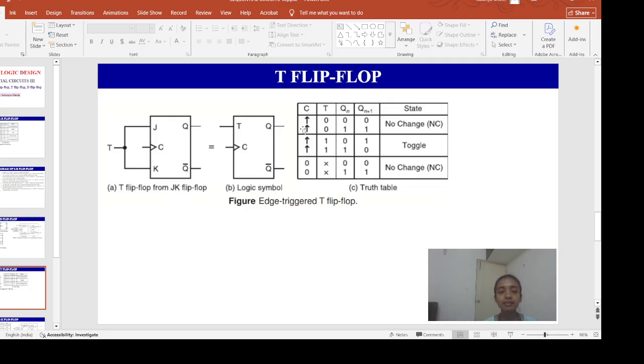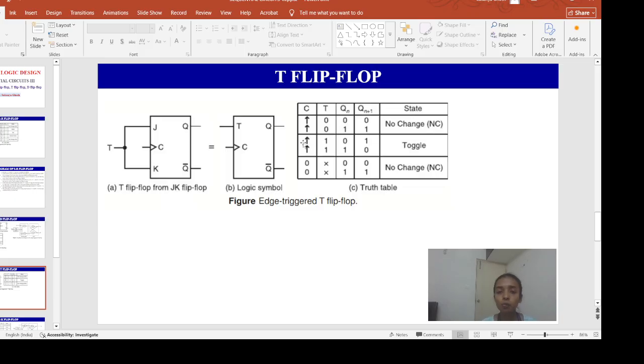So what we can see here in this toggle T flip-flop, what is happening? If T is 0, and the clock pulse is high, whatever the present state is, that will be the next state, because T is 0, so no change in the state will occur.